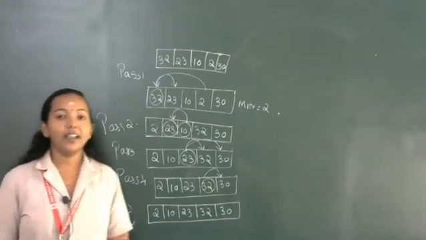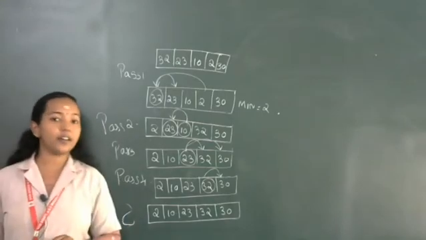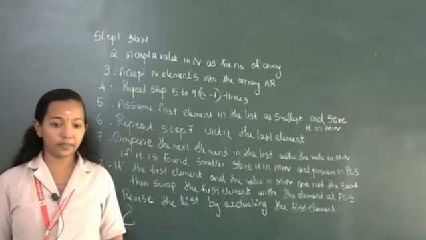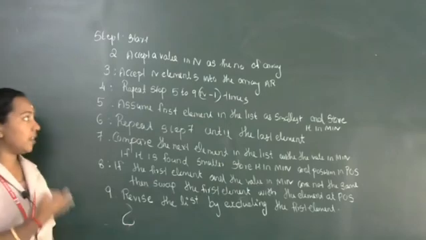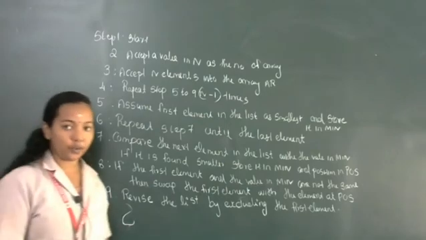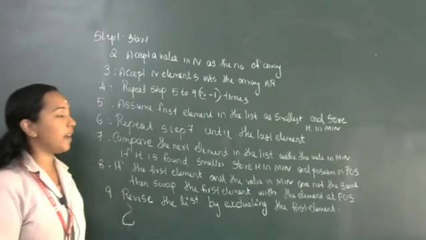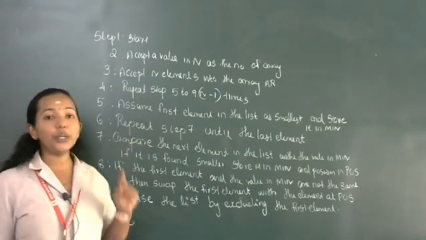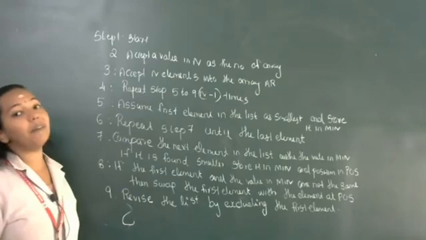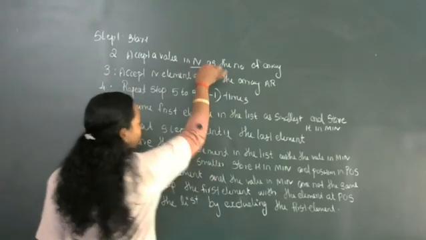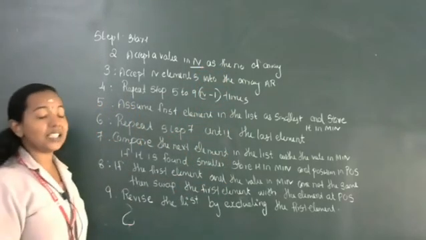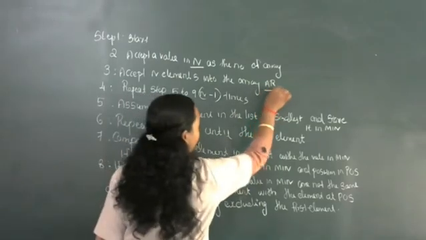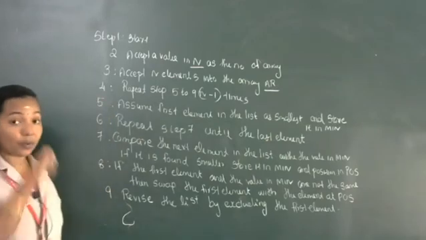Clear? Then next, this was the pictorial representation. Next I am going to write the algorithm. So this is the algorithm for selection sort. We'll start with the first step. Step 1, start. Step 2, accept a value in n as the number of array elements. Here we are using the variable n as the size of the array, and we are using an array called AR to store the elements.